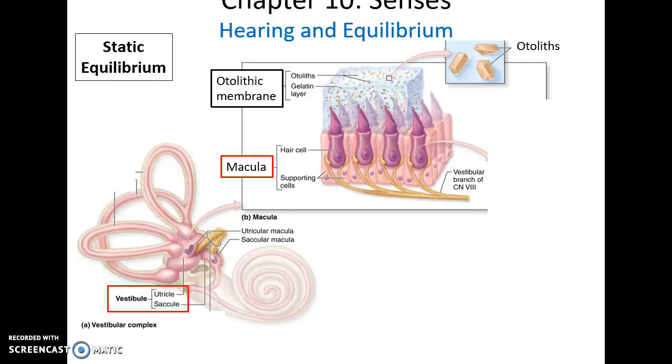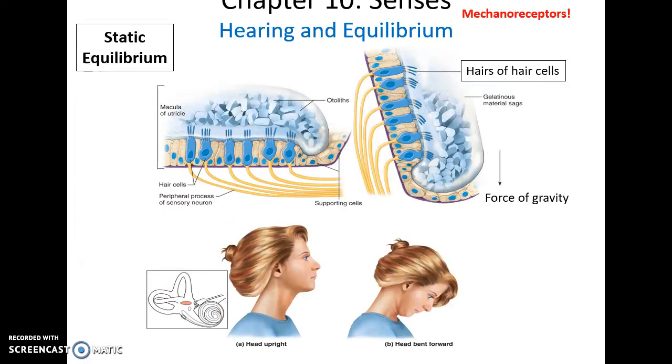Static equilibrium in the vestibule. What we find within the utricle and saccule are these structures called the macula. Macula is a thickened area where you have these hair cells localized, and those hair cells are receptors attached to the sensory neurons. The hair cells have their hairs pushed up into this gelatinous mass called the otolithic membrane. Within that membrane are little crystals called otoliths.